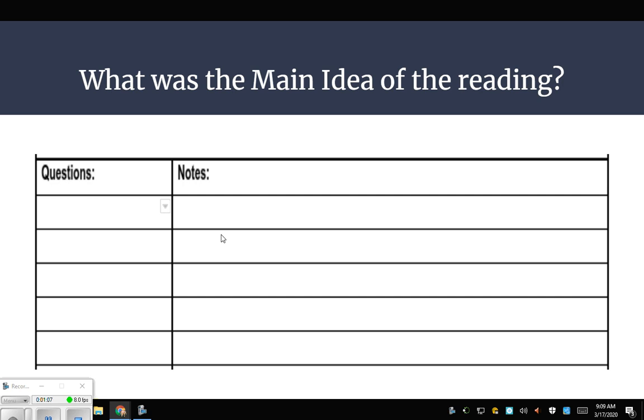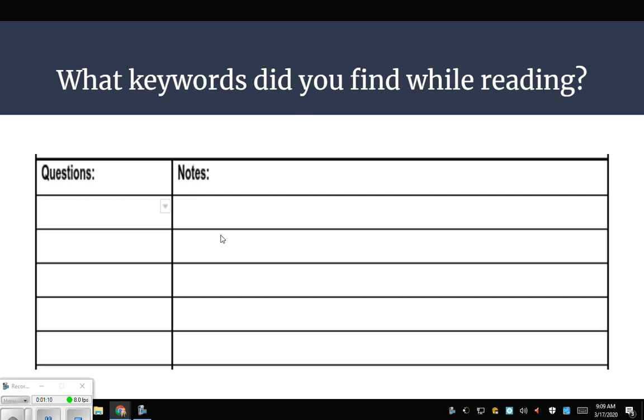The next thing is you should be able to define keywords that you found in the reading. Again, geologists, evolution, fossils, body fossils, organisms, trace fossils. Those are all things you should have been able to define, along with paleontologists. These are all keywords that you could have utilized inside of that reading. So make sure that you have those listed down. You are supposed to have 3, so make sure that you have at least 3 on your paper.